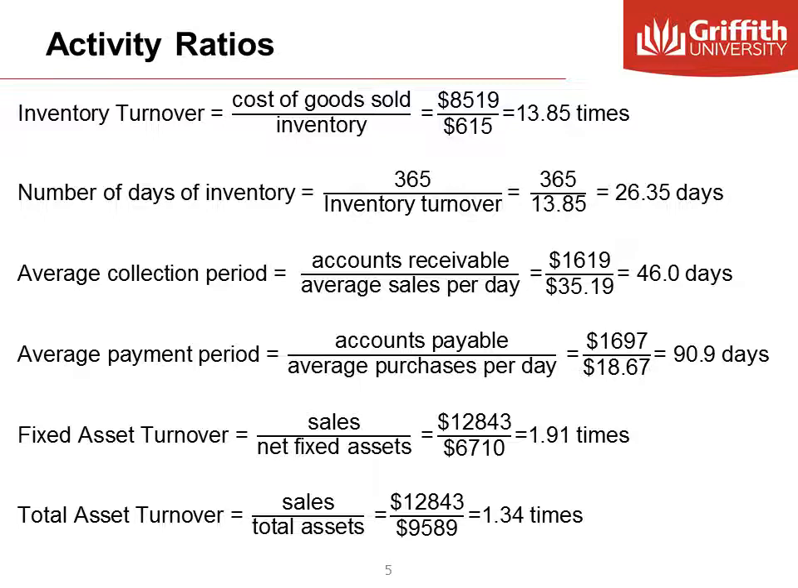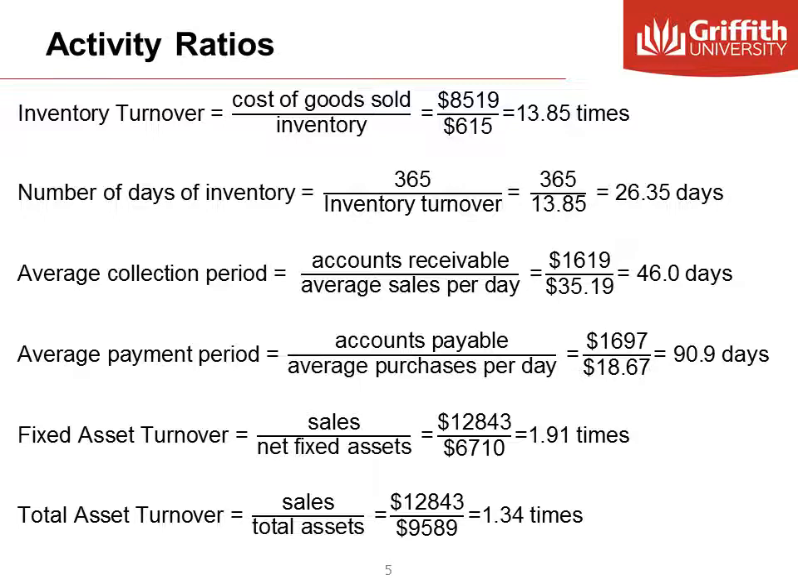The fixed and total asset turnover ratios have the same numerator, that is, sales. It tells us how much sales the company can turn over based on some asset measure, how much sales it generates from its assets. So for every dollar in net fixed assets, there are $1.91 in sales. In other words, fixed assets have been turned over about 1.9 times. And for every dollar in total assets, the company generates $1.34 in sales.